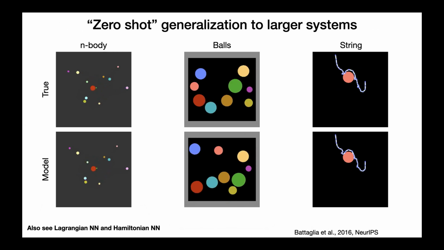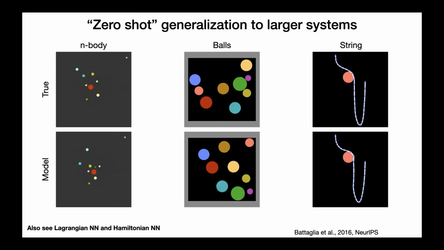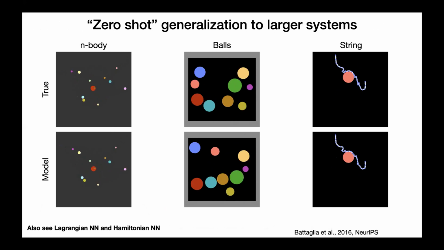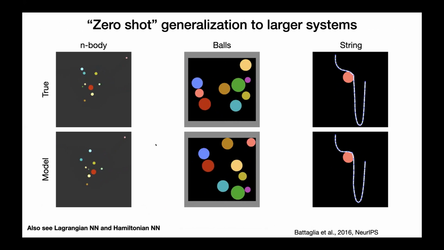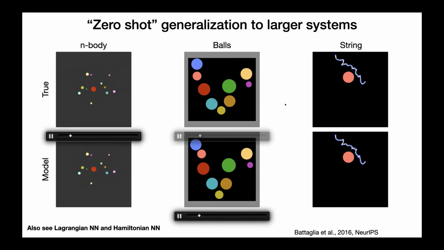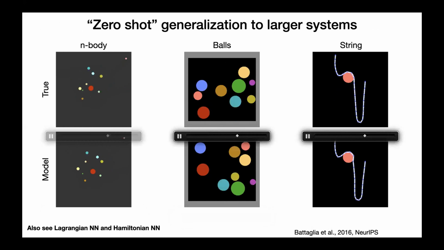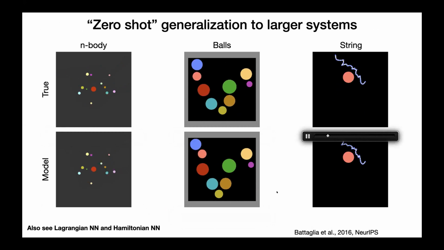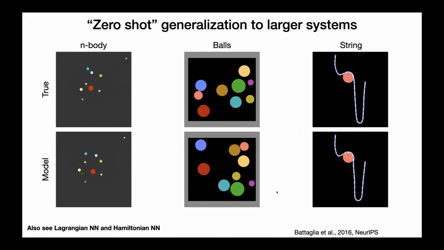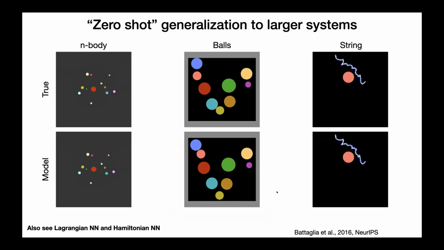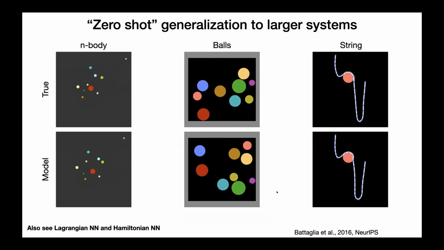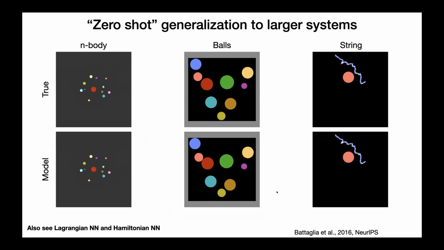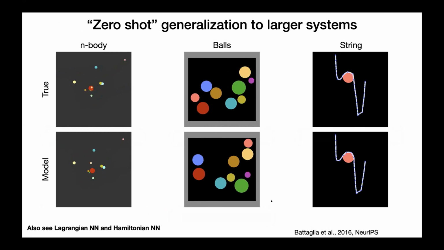And then we have done this zero-shot generalization also to a larger system, where the network has never seen an N-body system, say, with that many particles or that many balls or that long a string. And it also worked out really well. So, as I was hinting earlier, if the rule that it found, at least for the network, works for real, it actually generalizes quite well to a larger system.